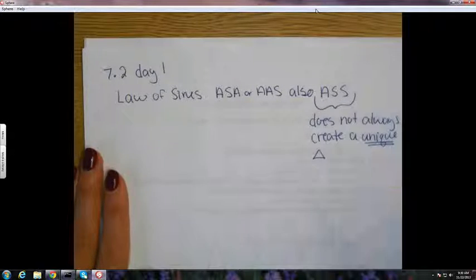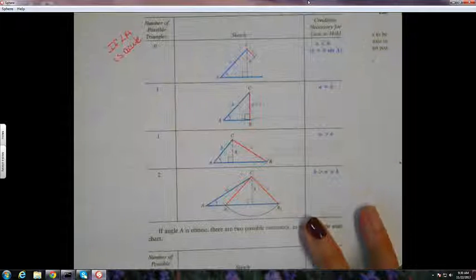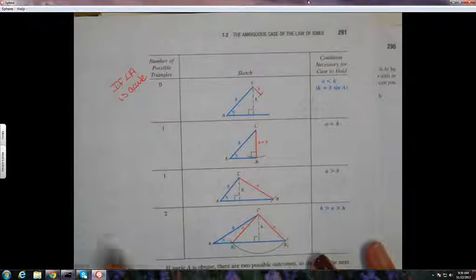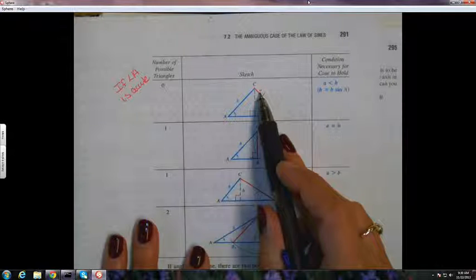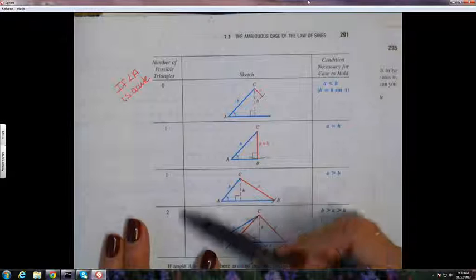Okay, I'm not going to make you copy the book. I just want to show you this case. It's all explained nicely on page 291, but you don't need your book open. I'm just going to talk about it so you can stop writing and look at the angle, side, side case. If you're given angle A, side b and side little a, and your angle A is acute, one of four things can happen.